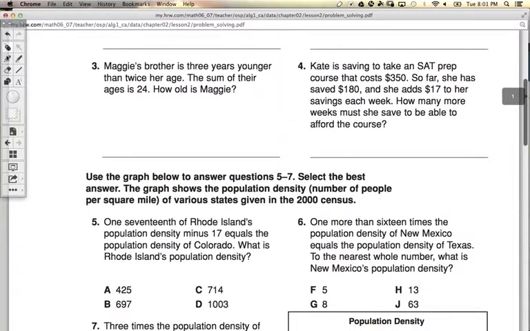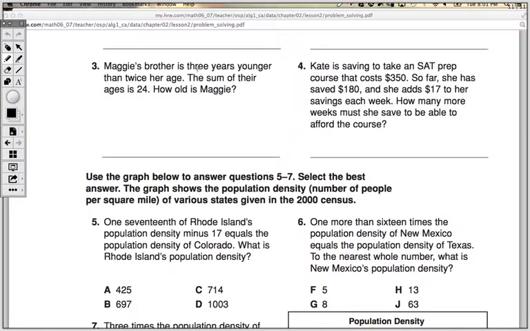There we go. Okay, so this says Maggie's brother is 3 years younger than twice her age. The sum of the ages is 24. How old is Maggie? Oh my goodness. So we know that Maggie plus the brother equals 24. We also know that Maggie's brother is 3 years younger than twice her age.